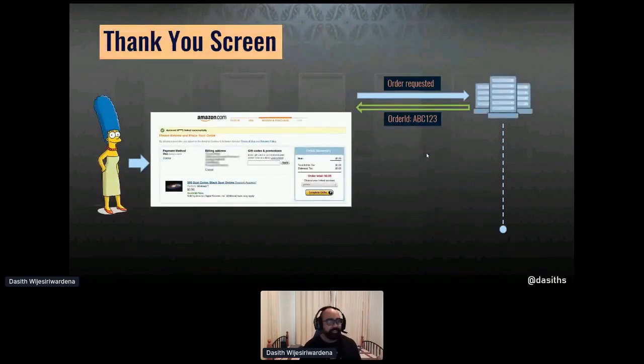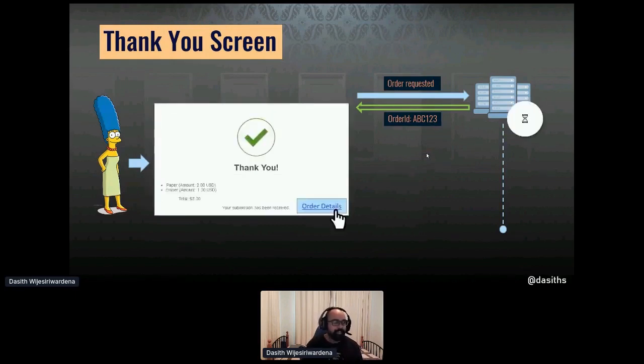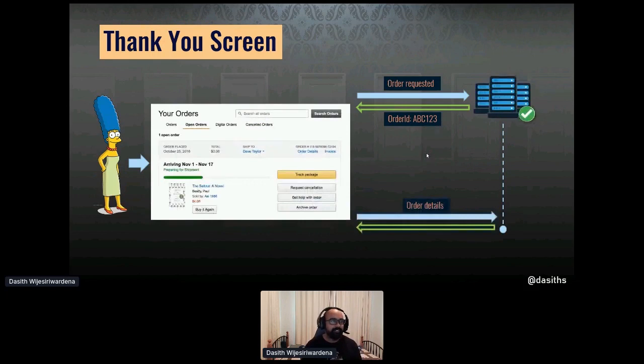On the flip side, you can use a thank you screen. So the same thing, you get an order acknowledgement back. This time, we show a thank you screen while the backend is syncing. Now, the idea here is the thank you screen has enough information to keep the user occupied until the backend has had a chance to propagate the change. And by the time the user clicks the order details button, voila, we can show the details of the order.